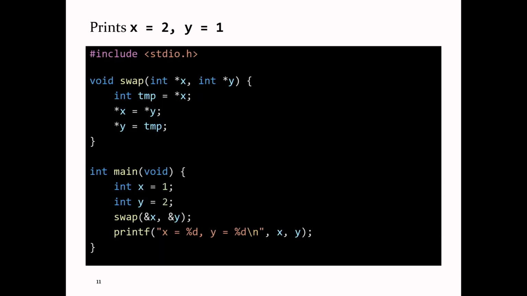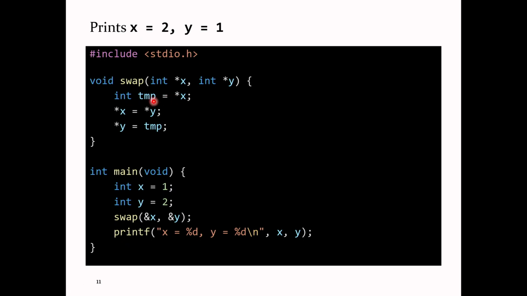So, for example, swap now takes, instead of taking in an int, a pointer to an int, right? So the memory address of some int variable. And instead of taking in an int y, it takes in a pointer to an int variable. So in other words, the memory address of some value, of some variable.